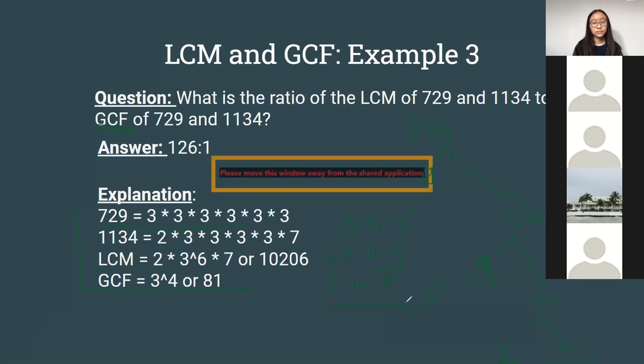So 729 doesn't have a 2 or a 7, but it does have a 3, doesn't it? So if I put 3 to the 6th here, this number can't have 3 to the 6th since it only has 4 3s. This number has 6 3s. So let's just take 4 instead. 4 would work, so the answer would be 3 to the power of 4. And what is 3 to the power of 4? 81. I'm so confused.